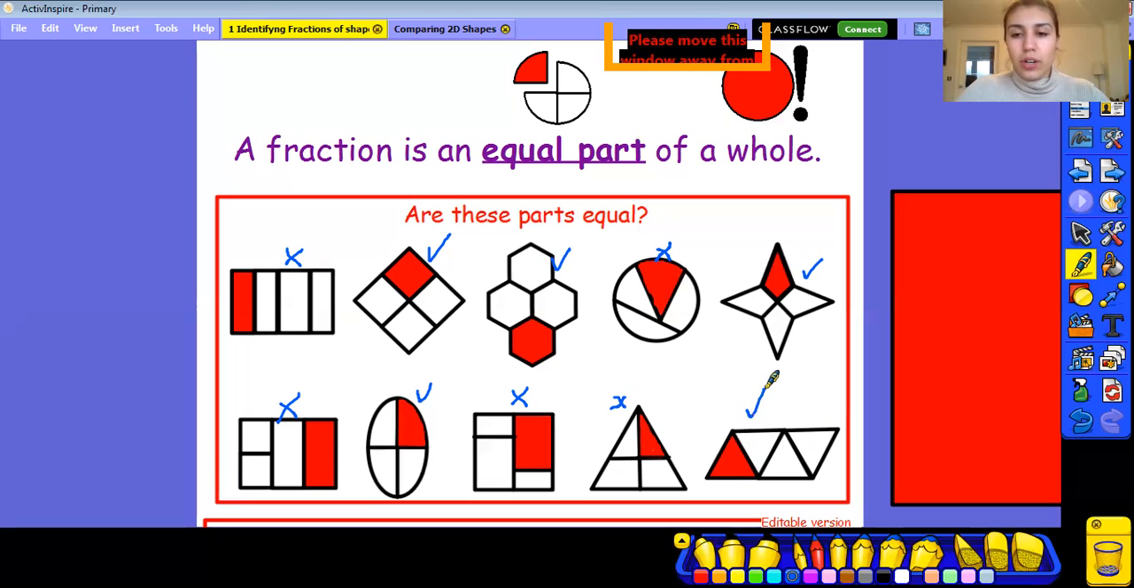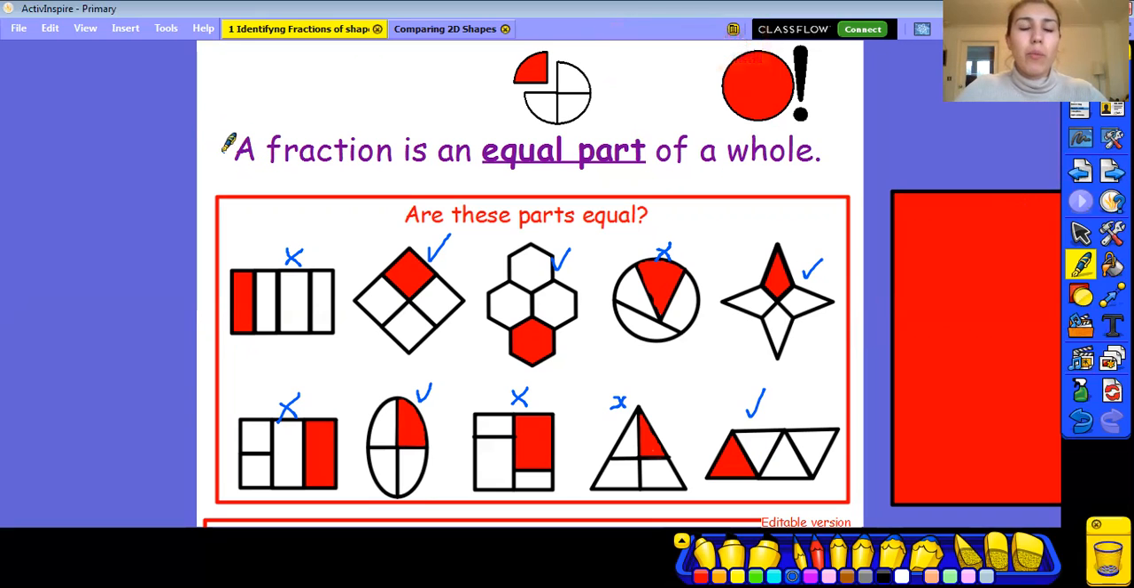Yes, it is. Well done. Remember, it doesn't have to be exactly the same. Just because that one is an upright triangle doesn't mean that this is not equal. Just because it's upside down, it's still the same amount inside that space. So well done if you got all of those right.